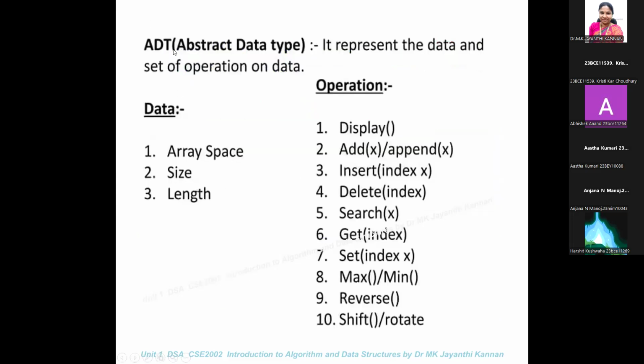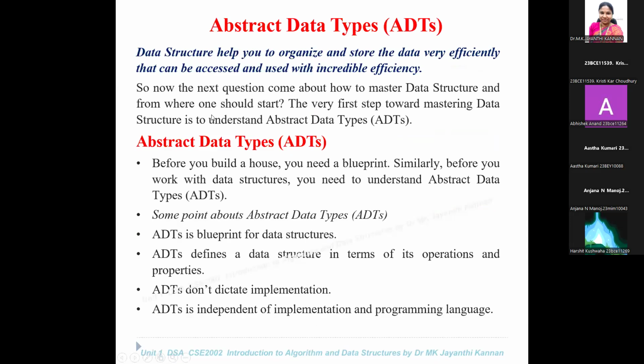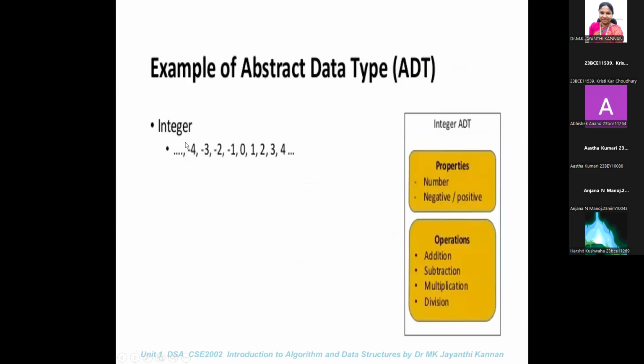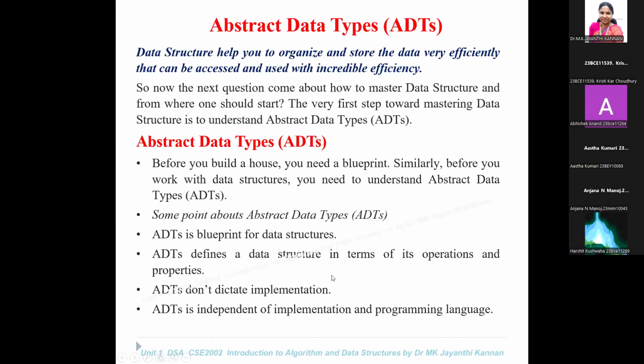We have a number of abstract data types. Say if you take integer, what are all the operations we can perform with the integer means we are declaring the properties of the integer, the number type, positive or negative number, and the operations we can apply on the particular integer variable. Maybe we can add two integers, subtract, multiply, and divide.